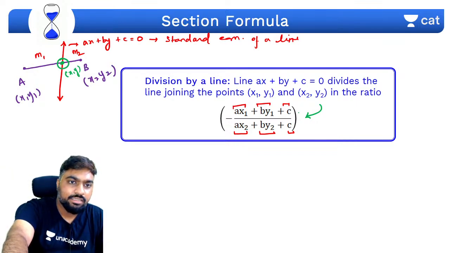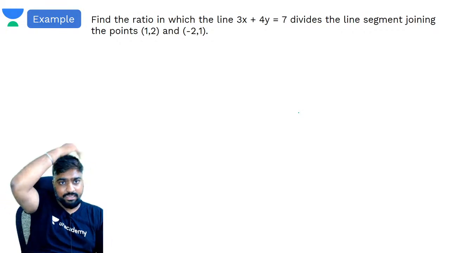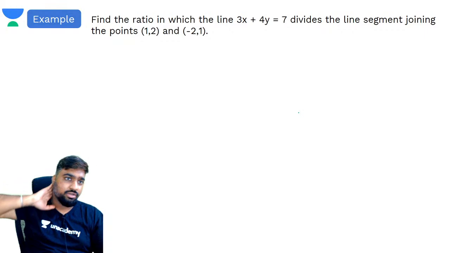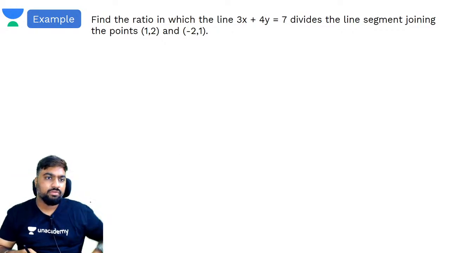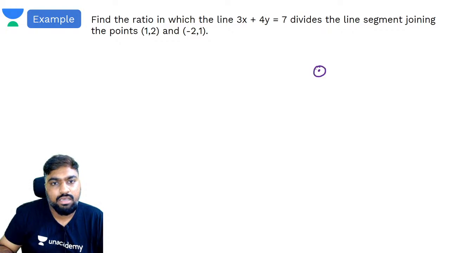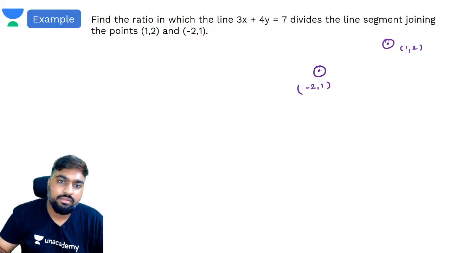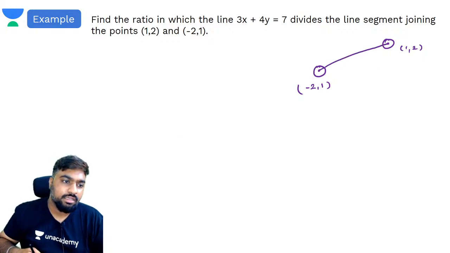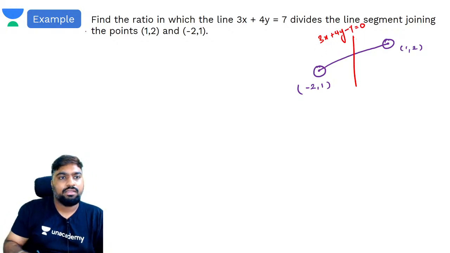Okay, ready? Let's start with an example. Find the ratio in which the line 3x plus 4y minus 7 equal to 0 divides the line segment joining the points (1, 2) and (-2, 1). Try it. So there is (-2, 1) here, and (1, 2) is somewhere here, and this line joins them. Which line divides this line? The line 3x plus 4y minus 7 equal to 0 divides it. You need to find the ratio.